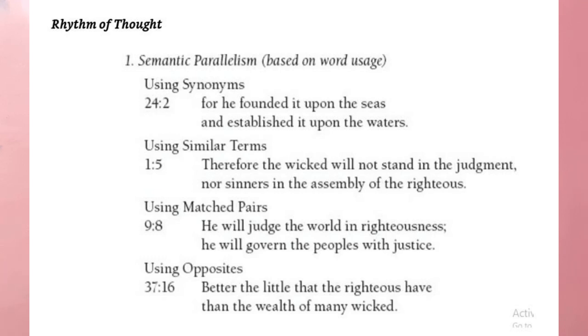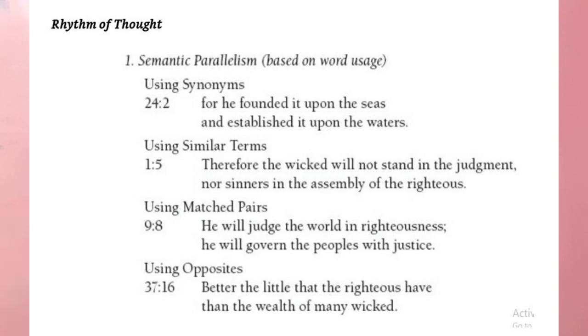The first kind of parallelism is semantic parallelism, or the parallelism based on words. The first example we have here is a parallelism using synonymous words. Psalms 24 verse 2: For he founded it upon the seas and established it upon the waters. Here the words seas and waters are synonymous words. So this is a clear example of semantic parallelism.